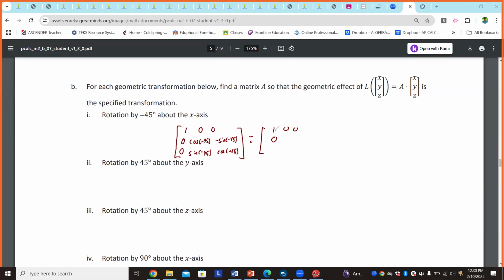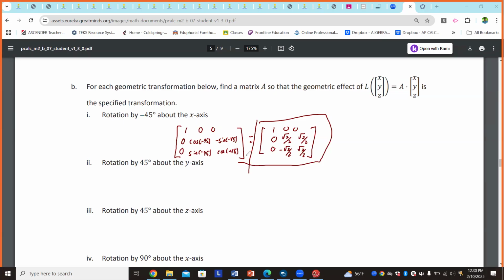So in this case, since I'm looking at negative 45, I'm really looking at 315 degrees. So what this is going to look like is the square root of 2 over 2. And then this would be a negative square root of 2, which will make a normal square root 2 over 2. And then this one would just be negative square root 2 over 2. And this one is the square root 2 over 2. So this is the answer that it would be looking for on the test.